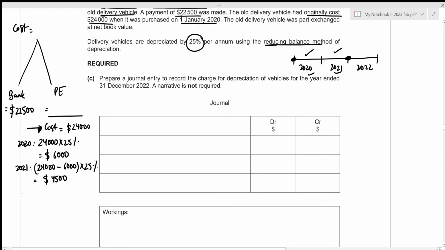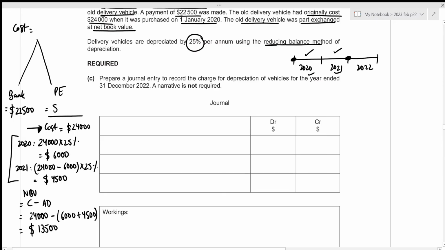So let's figure out the net book value. Now this is going to be the cost minus our accumulated depreciation. The cost is given to be 24,000, and the accumulated depreciation is just going to be the sum of depreciations for these 2 years. So that's 6,000 plus 4,500. And this results in the net book value to be 13,500. We were also told that the old delivery vehicle was part exchanged at the net book value. So the part exchange value is also going to be equal to the net book value, which was 13,500. Now the cost of the new delivery vehicle is just going to be the sum of the bank payment and the part exchange value. So that's 22,500 plus 13,500, which results in 36,000.